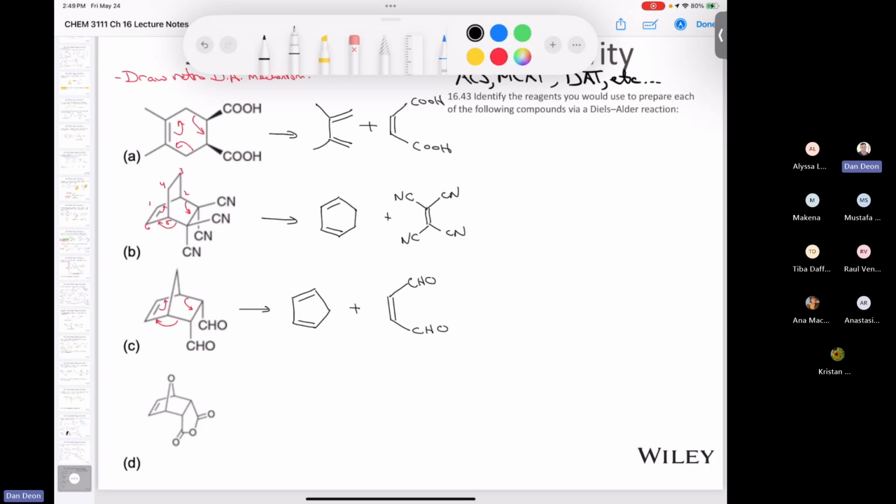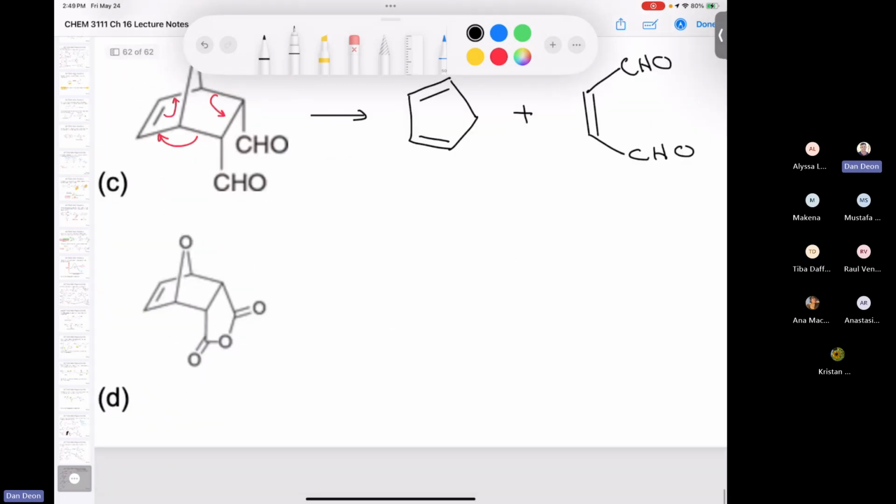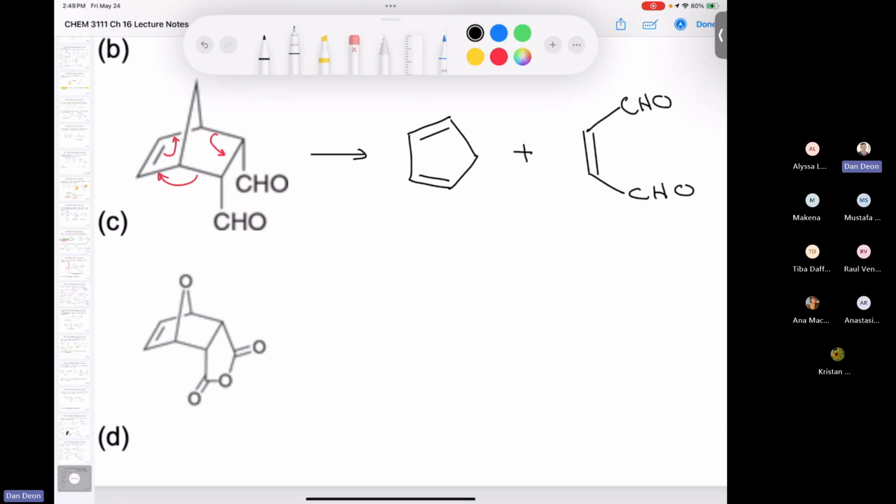And then for the last one, we've got a tricyclic compound. And so we're going to end up with two ringed structures for our diene and our dienophile. So we end up with something that looks like this, this, and this. Again, just doing our retro Diels-Alder. And here's what our diene looks like. It's a 5-membered ring, but now you've got an oxygen in the ring.